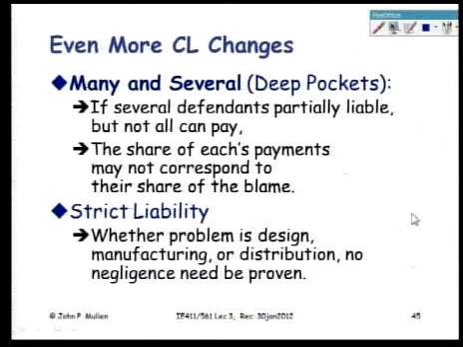whether the problem is design, manufacturing, or distribution, if there is a manufacturing defect that causes the problem, you do not need to show that the manufacturer was somehow negligent. In McPherson, he had to show that this was a defect they should have detected. Nowadays, because of strict liability, coming back again, the fact that it failed is evidence that something went wrong, and you don't have to show that they goofed up. Okay, that's where we are there.